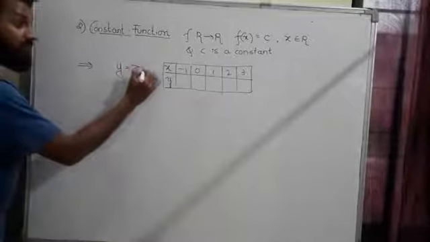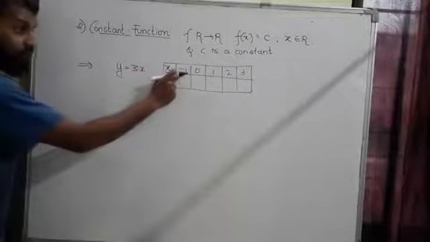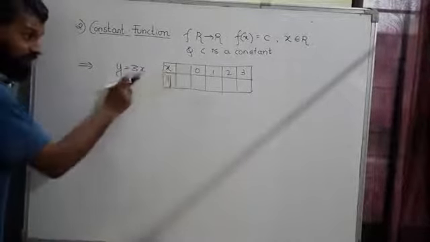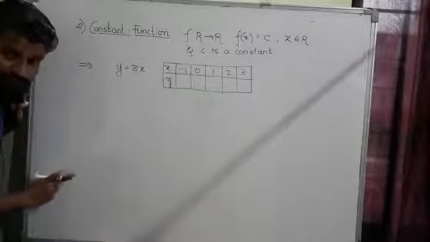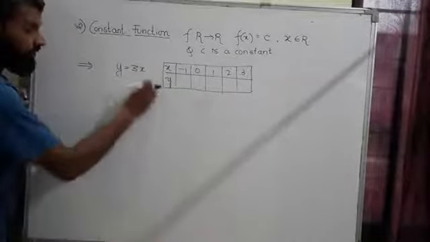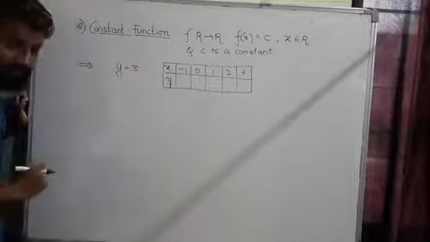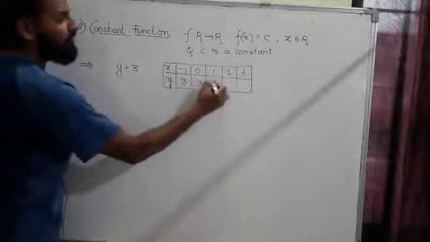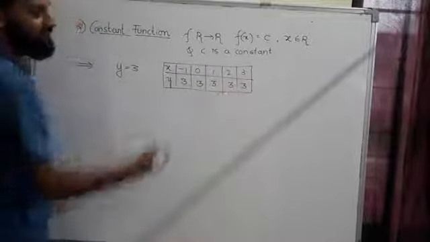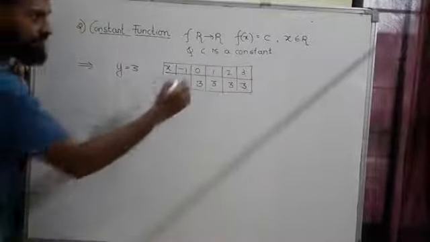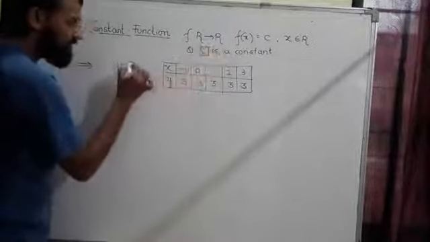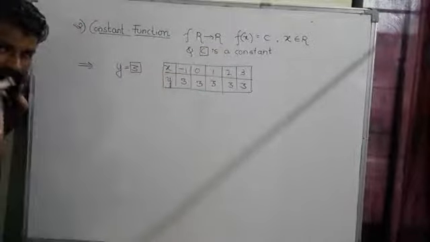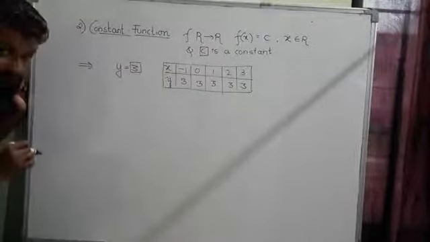Suppose if I had written 3x, then you would substitute x minus 1 here and calculate the value for y. Yes or no? But here we don't have x, we have only 3. So y will be 3 always, whatever you take x as. I hope you are understanding. So that is what c means. C means a constant, it can be any number. Are you understanding my point?